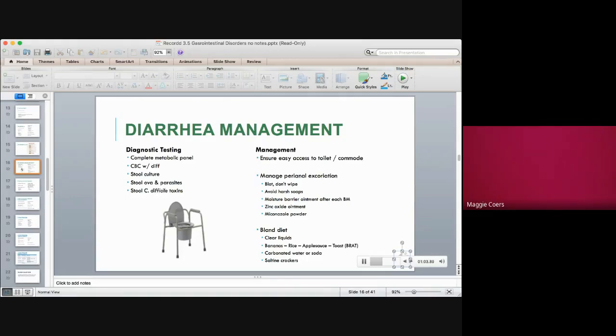Okay, think about C. diff. Okay, so new or worsening diarrhea, antibiotic use, diarrhea that's persisted for about 3 months or so. Think C. diff.